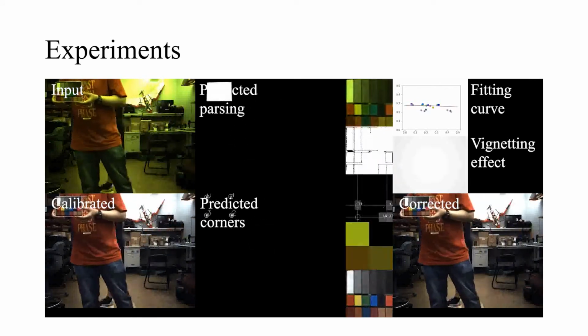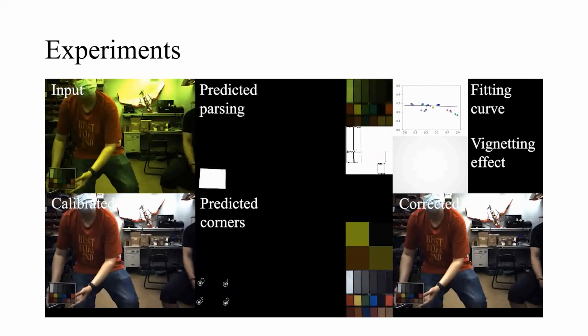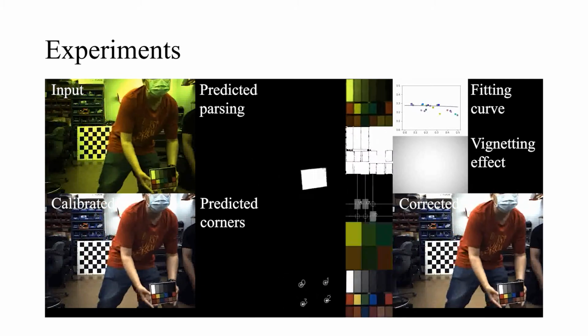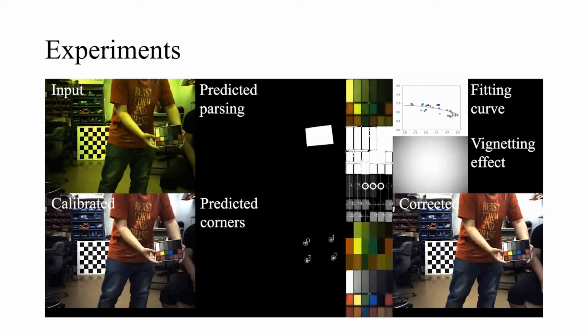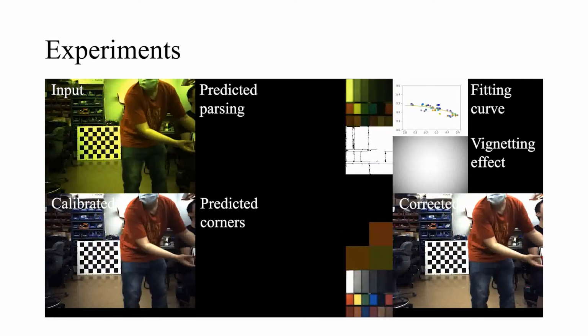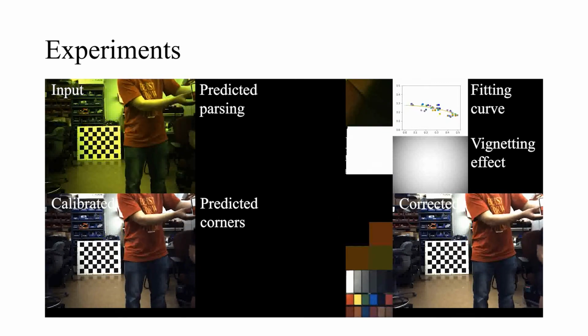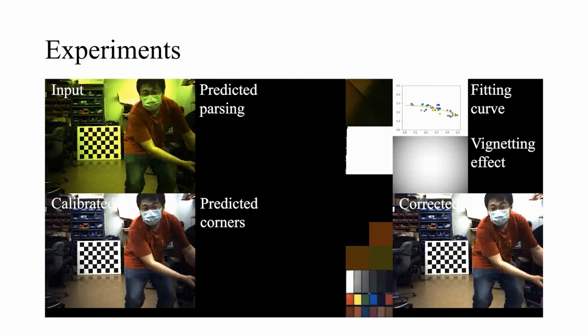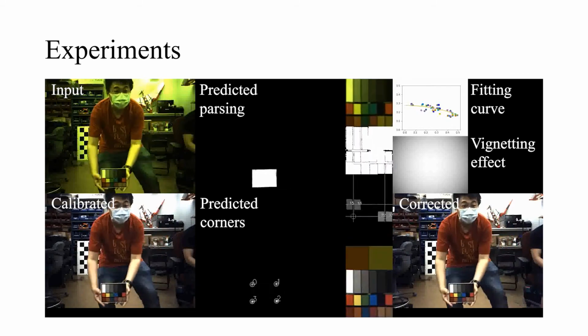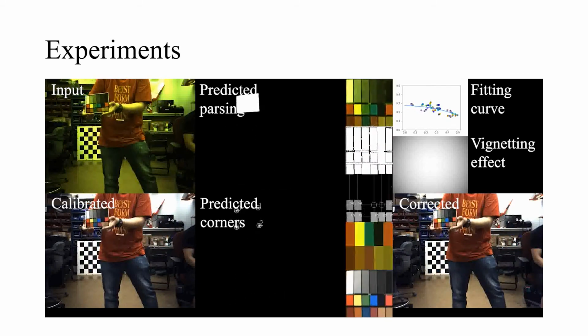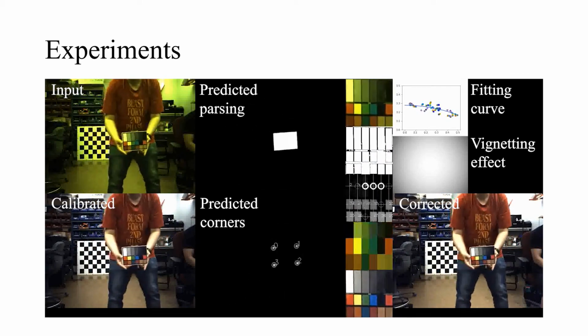The top left is the input image, the middle columns are the prediction of the network, and the process of finding grayscale patches. The bottom left is the calibrated image but with vignetting effect. The top right shows the dynamic fitting curve of our method to regress the vignetting effect. The bottom right is the final recovered image with vignetting effect reduction.